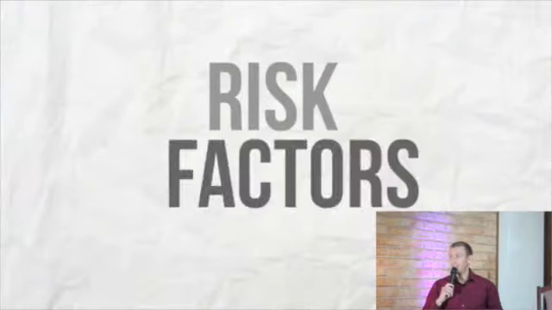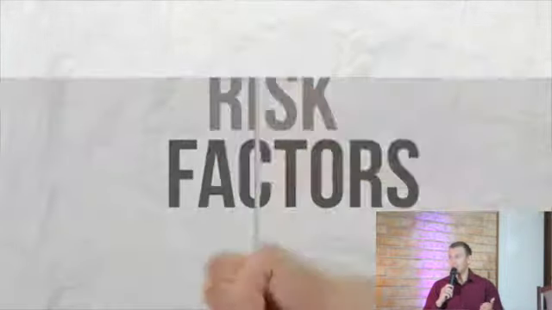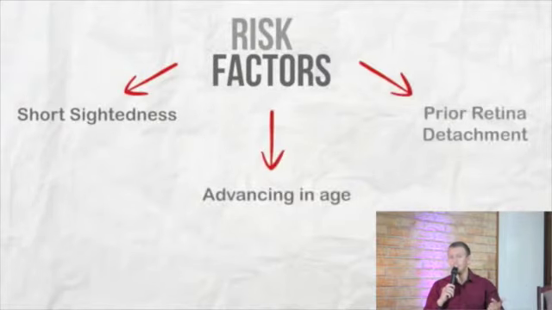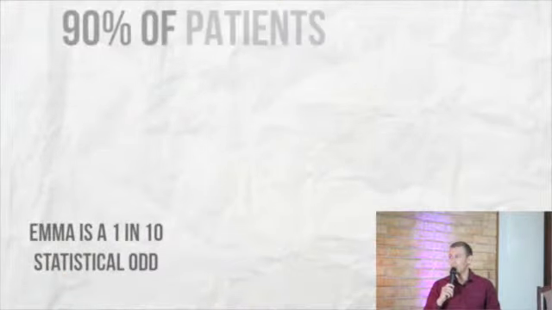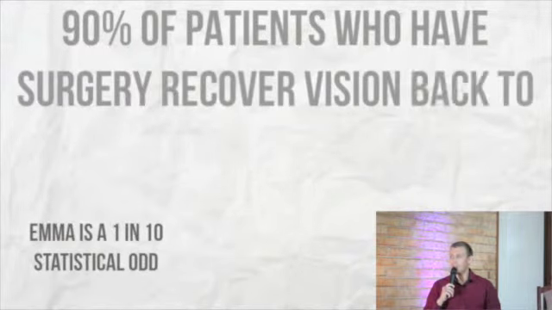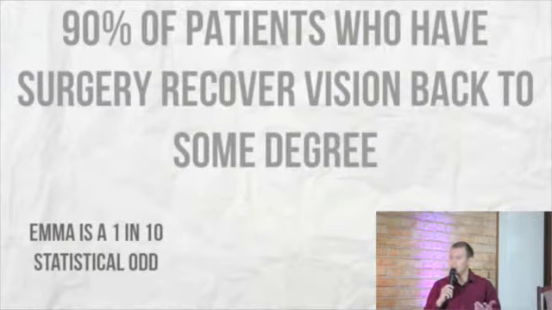Thank you, Dylan. People who are more susceptible to retinal detachment have certain risk factors, such as the following: short-sightedness, advancing in age, prior retinal detachment in the other eye, which Emma has. So for Emma's case, she is particularly high risk as she has not recovered her full vision in her eye that has a detached retina, even after surgery, which is a 1 in 10 statistical odd. 90% of patients who have surgery for their detached retinas will receive vision back to some degree.